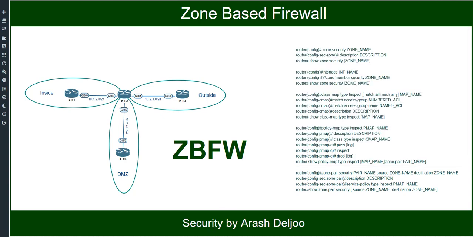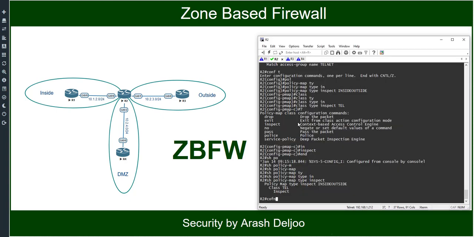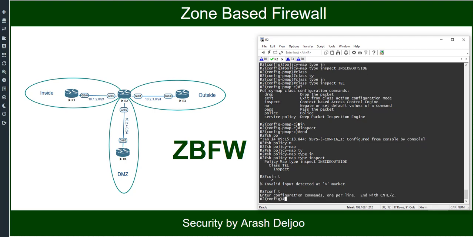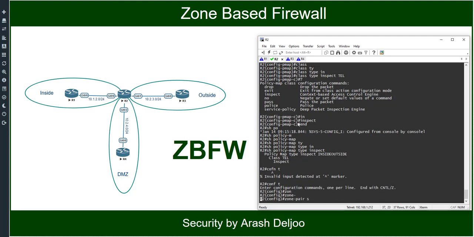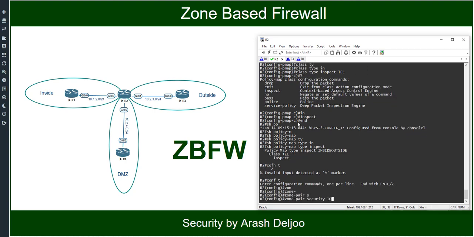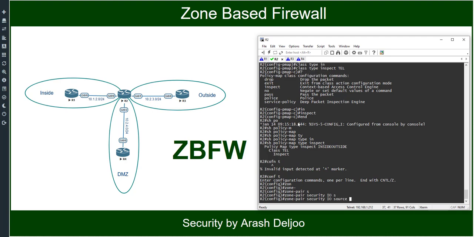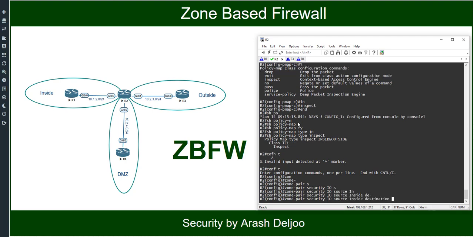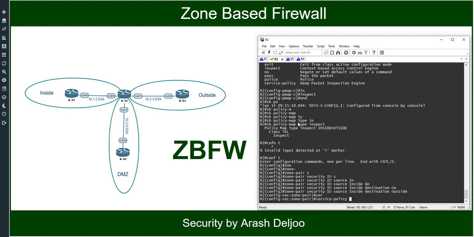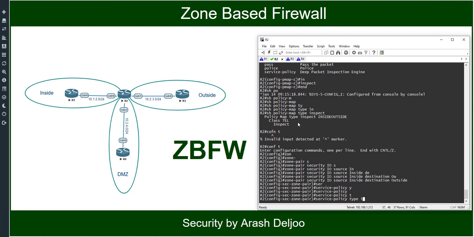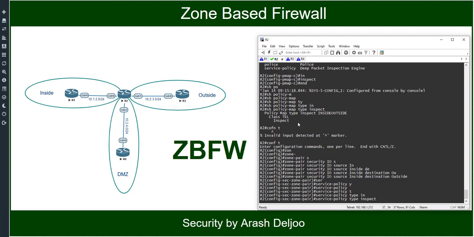Let me configure it. In router 2, configure terminal again, zone pair security. The name of this zone pair is IO, the source is the inside zone, and the destination is the outside zone. Please apply the policy: service policy type inspect, and then the name of our service policy is inside outside.